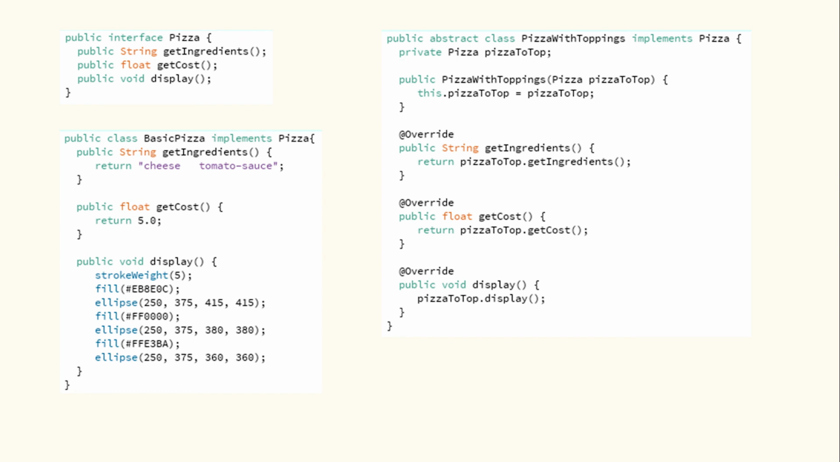In the top left, we can see the interface called pizza. What it does is declare the methods which we will use throughout every other pizza class that implements it. Below it is the basic pizza class, implementing the pizza, therefore defining the methods which correspond to the base pizza. We have the getIngredients, giving us cheese and tomato sauce, and the getCost, giving us the base price of $5. Below it is the display method, which draws the crust, the tomato sauce, and the cheese, which we see in the program. To the right of that, we can see the pizza with toppings class, which has a private pizza member variable, which is used to decorate using the concrete classes that extend it.